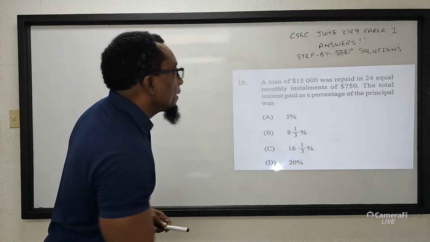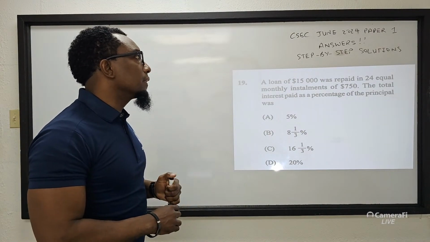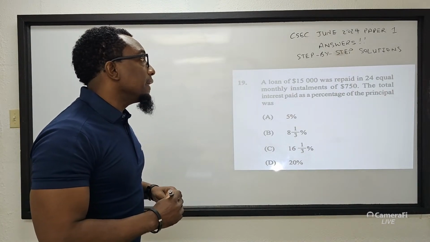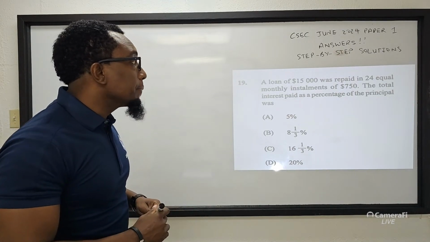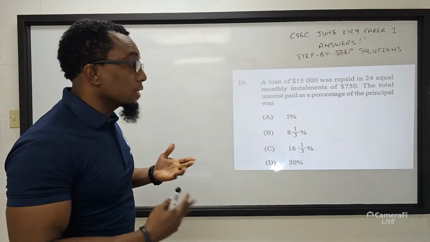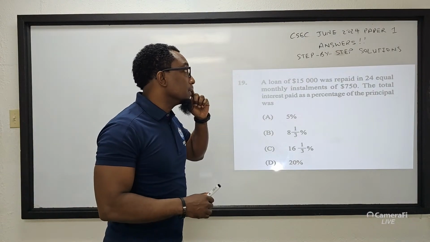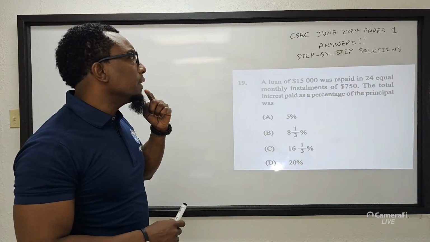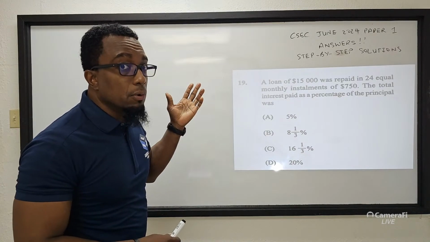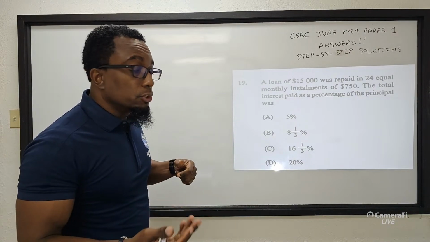So 19, a loan of $15,000 was repaid in 24 equal monthly installments of $750. The total interest paid as a percentage of the principal was. So the principal is how much? In this case, it's a loan you took. So the principal is the amount of money you borrowed, which is this $15,000. And it was repaid in 24 equal monthly installments. If you borrow money from a financial institution, you're not going to pay back exactly $15,000. You must pay back the amount plus interest.